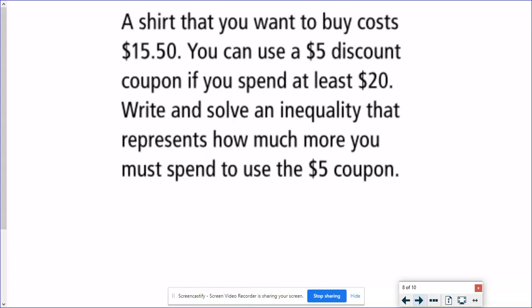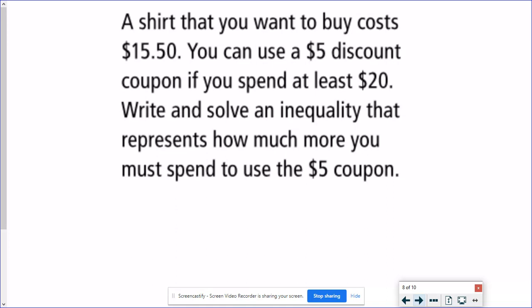Now we're shopping. It says the shirt that you want to buy costs $15.50. You can use a $5 discount coupon if you spend at least $20. There are some stores that will do that and say, if you spend at least this much, you can use this coupon. So I want to figure out how much more I have to spend.